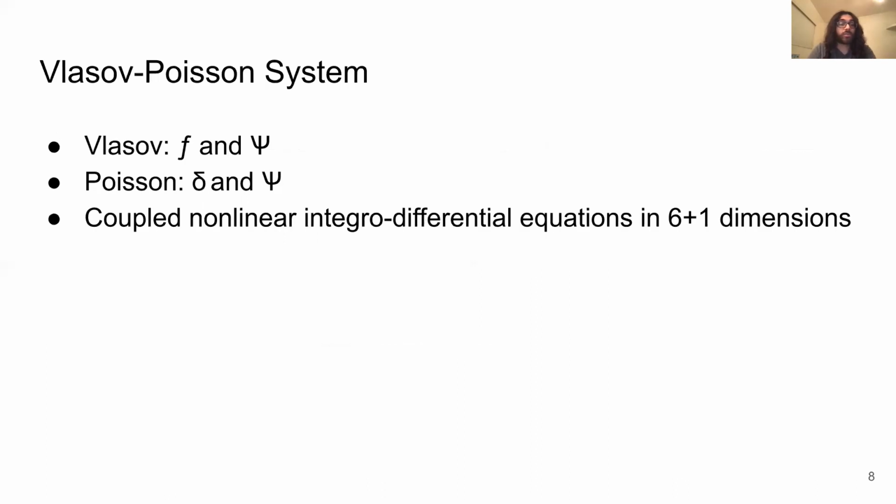Now the Vlasov equation is in terms of f and psi at least. And the Poisson equation is in terms of the overdensity delta and psi. And delta, as we'll see in the next slide, is just an integral over f. And so because of this, this Vlasov-Poisson system is called a coupled nonlinear integral differential equation in 6+1 dimensions. So that's all to say this is a very complicated system to solve.